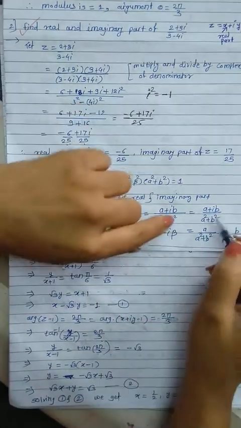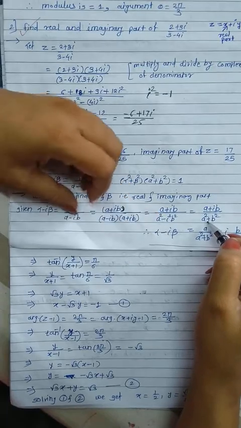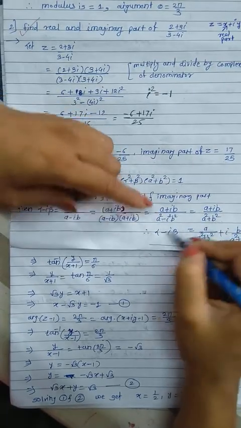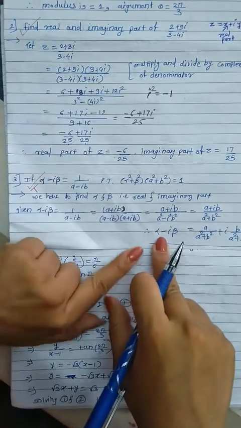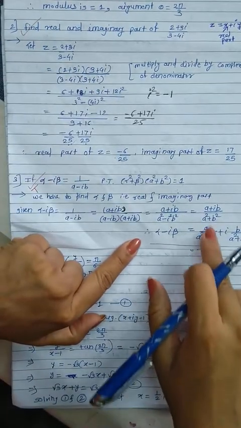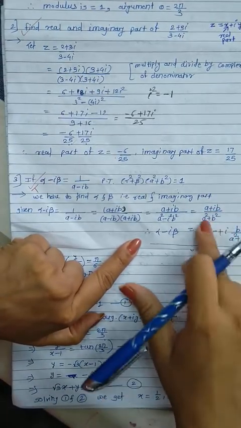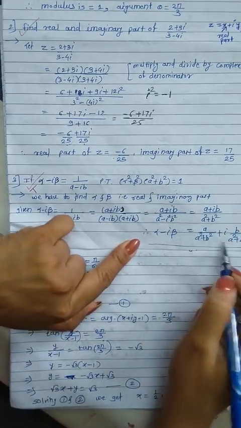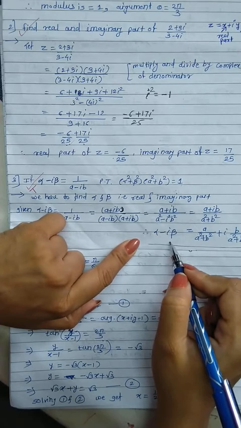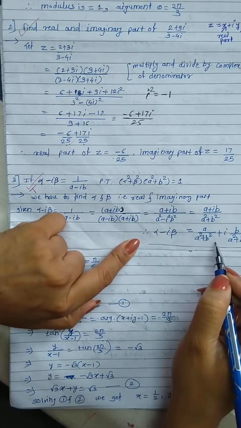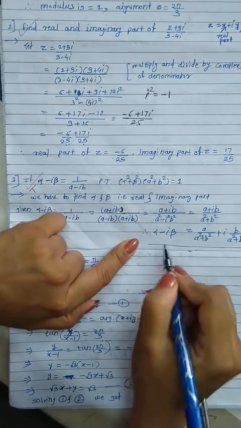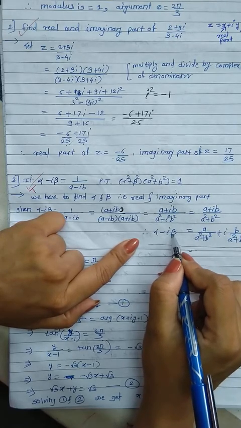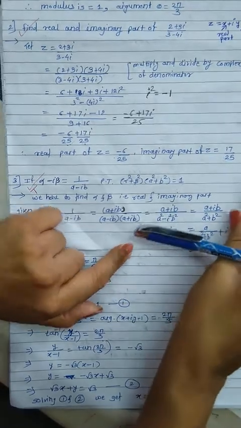Now i gets eliminated from the denominator, therefore we can separate out this alpha minus i beta as a upon a square plus b square plus i times b upon a square plus b square. Now comparing these two, this is one complex number and this is the other complex number. Comparing these two, we get alpha is equal to this and minus beta is equal to this.